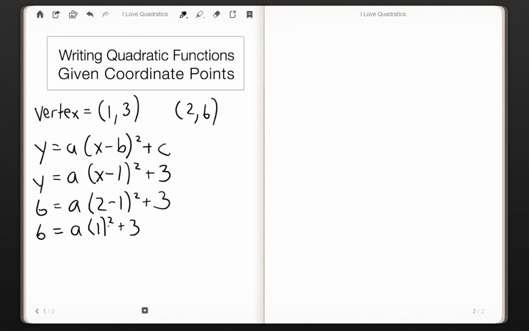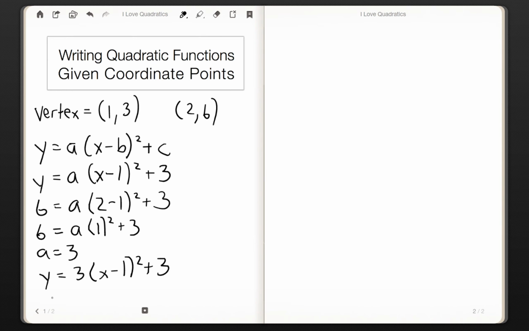So here we're going to get a equals 6 minus 3. So a equals 3. And the equation, leaving x and y as they are, will be y equals 3 times (x minus 1) squared plus 3.